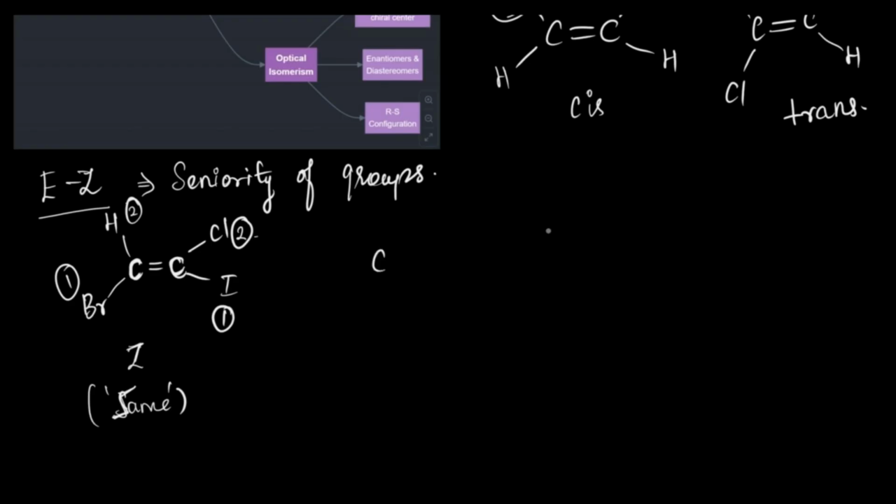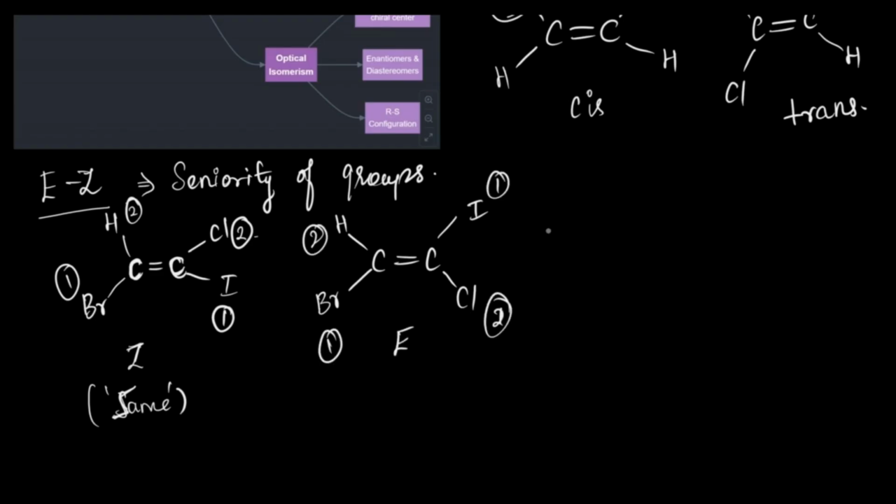If the high priority groups are on the opposite side, then that is E. This is 1 and this is 1, which is on the opposite side. Then that is E. E for opposite side. Is it clear up to this part? Cis trans, E Z. Okay.